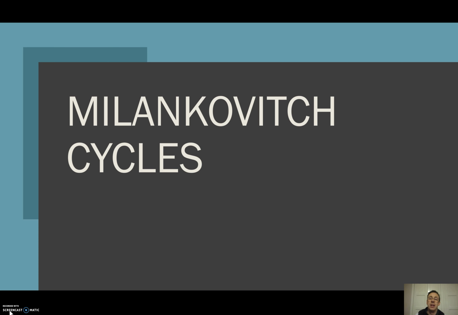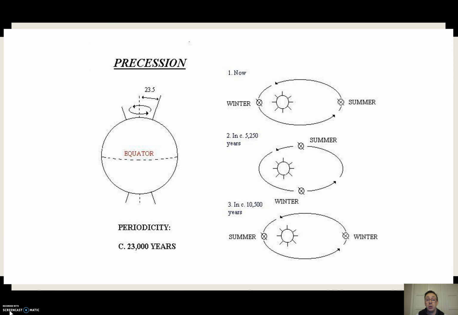Now, first, Milankovitch cycles. The first question really has to be here, what is a Milankovitch cycle? Milankovitch cycles are cycles that look at the different ways the Earth's orbit changes over time. And we look at three main changes that the Earth's orbit can undergo. First, we look at changes to what's called precession. Sometimes this is also referred to as wobble.